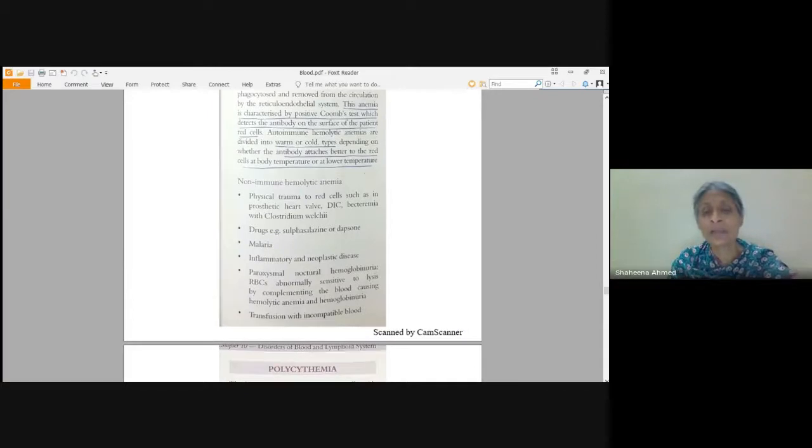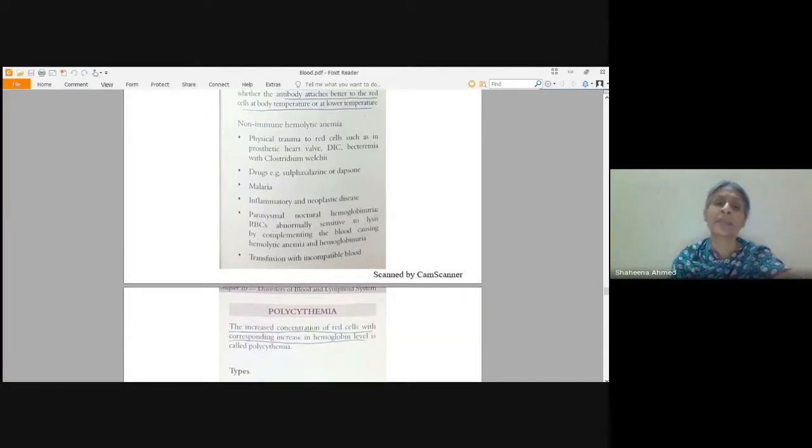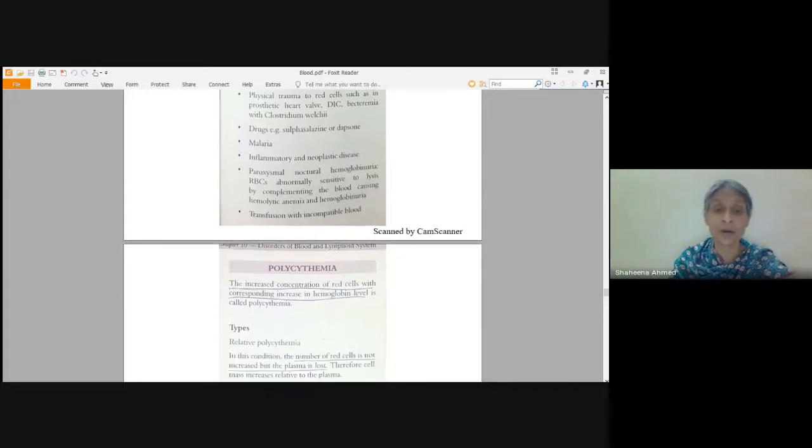Where non-immune hemolytic anemias are concerned, there are many causes. Drugs can cause them, malaria can cause them, inflammatory and neoplastic diseases can cause them, physical traumas can cause them. There are a lot of conditions in which hemolytic anemia of the non-immune variety can occur. Transfusion is another very common cause. If there is incompatible blood, again there is hemolysis, and again this is of the non-immune type.